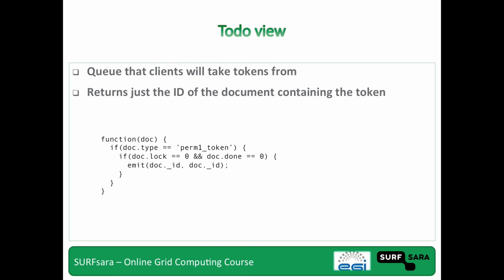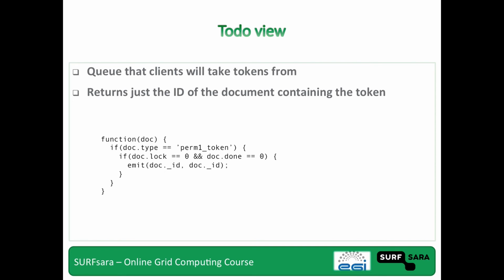So now that we have the token structure and know the way in which these tokens will be modified, we can also create different views. The most important view that you will need to create is the one that creates the queues that the client will retrieve the tokens from, which we call the to-do view. The code is on the slide, and in this case it's JavaScript, so let's walk through it.